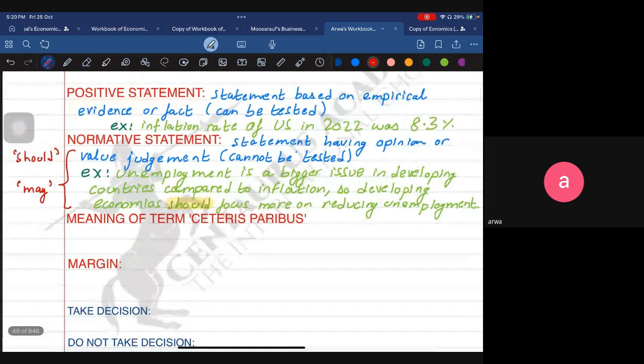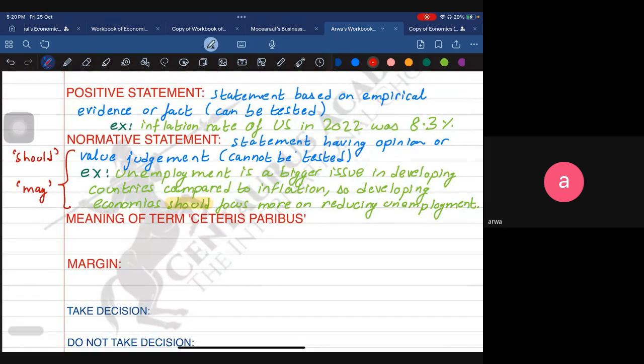Now we move on to the next part, and that is the meaning of the term ceteris paribus. This is the situation where other things remain constant. Other things remain constant. What do we mean by that?